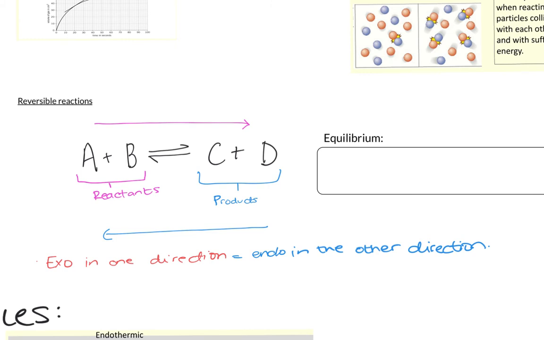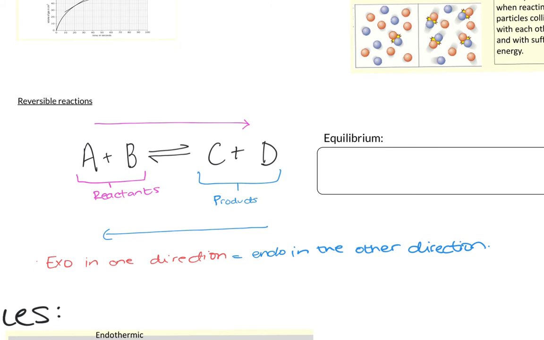If a reaction is exothermic in one direction, it will be endothermic in the other. So let's imagine that when we react A and B together to form C and D, heat is released. That means in order for C and D to react together to form A and B, heat must be absorbed, because that would be an endothermic reaction. And that's really important when we start to look at Le Chatelier's principle later on. We need to understand that exo in one direction means endo in the other.